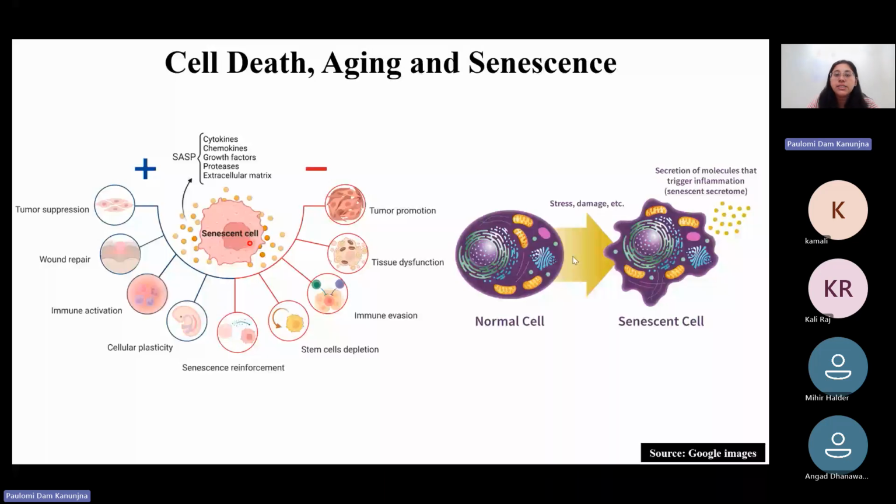Apoptosis is one type of cell death, which we will do in the next part. The other type is necrosis. So there are 2 ways of cell death. One is apoptosis, which is also called programmed cell death. The other is what we also discussed, necrosis.